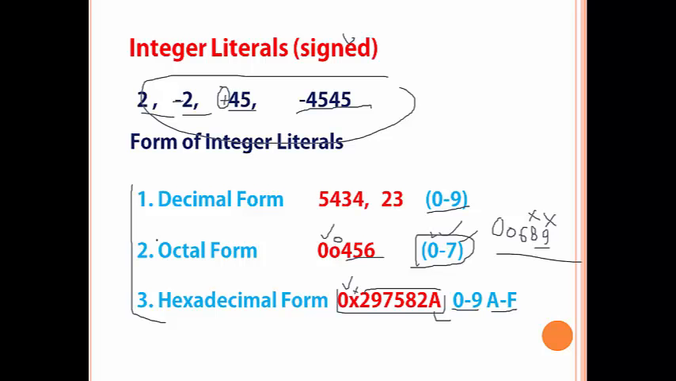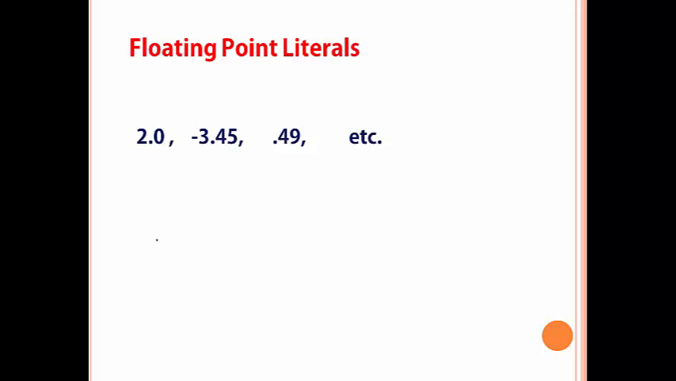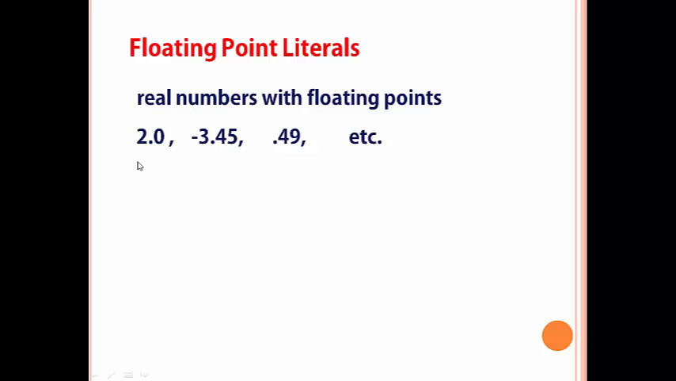And next we are going to learn about the floating point literals. So floating point literal is a simple real number with floating points. And you could see it's 2.0, minus 3.45, this. Even this, we generally put 0 before this point. But if you don't put it, then also it is accepted by Python. It will automatically put a 0 before it and consider it as a floating number. You can even have a sign before that, minus or plus. So these are the floating numbers.